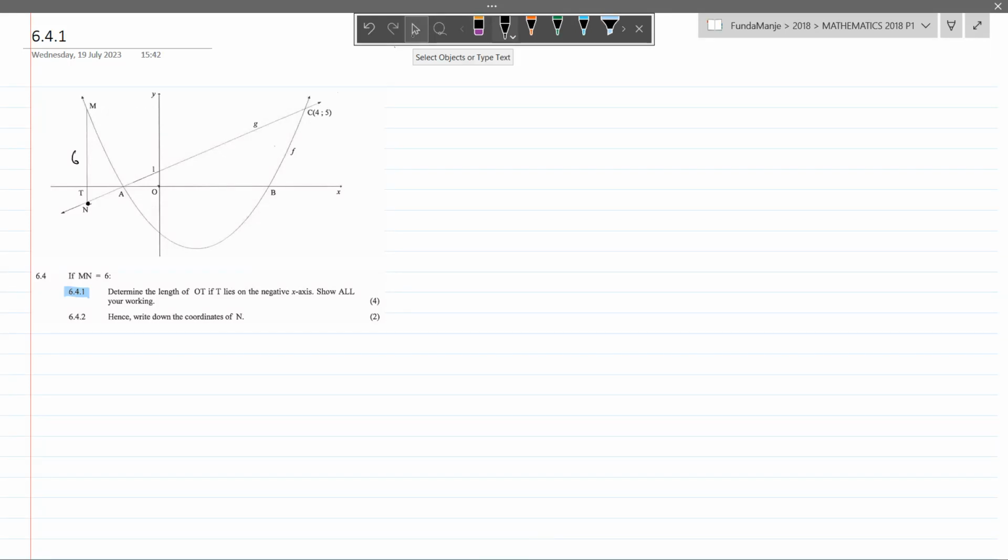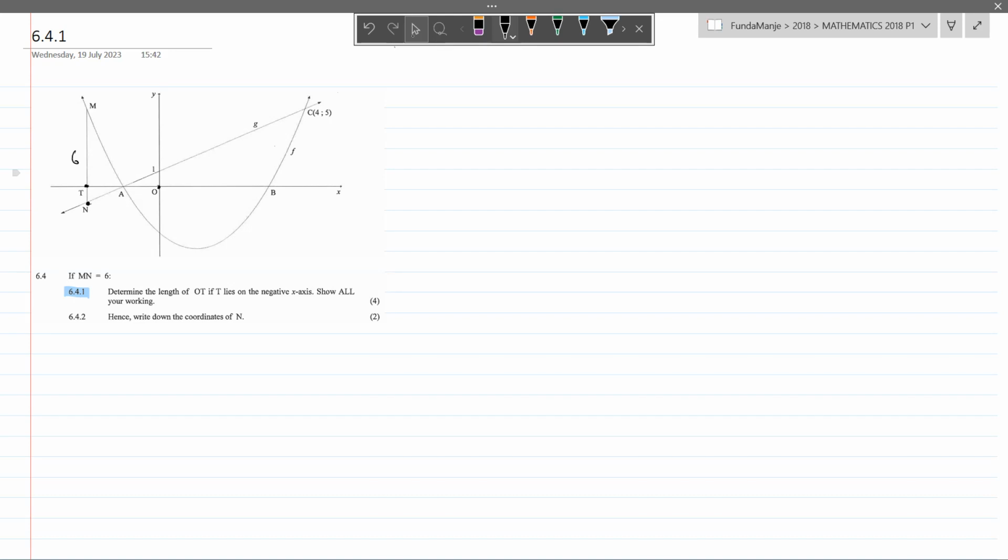6.4.1 says if MN is equal to 6, determine the length of OT if T lies on the negative x-axis. Show all your working. So if T lies on the negative x-axis, as we can see from our function over here, we need to find the distance from O to T, or the length from O to T. And in order to do so, we need the coordinates, or the possible coordinates of T.